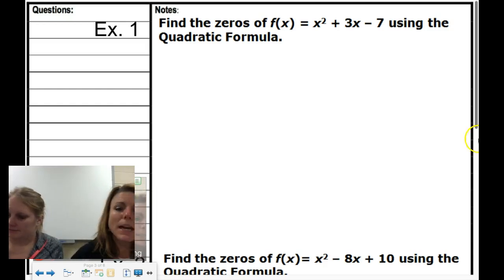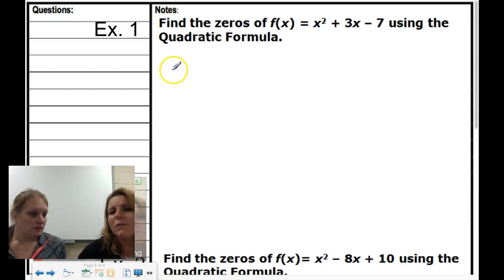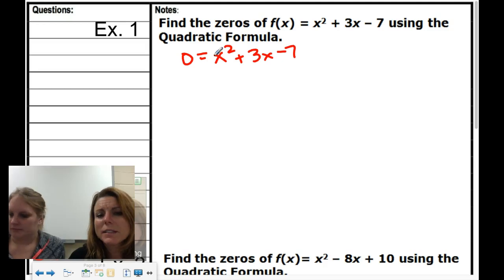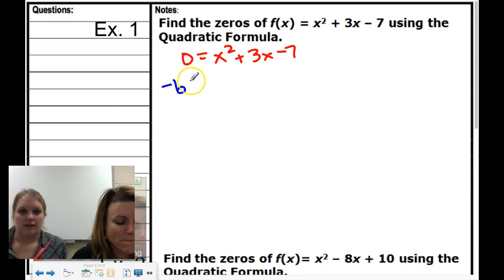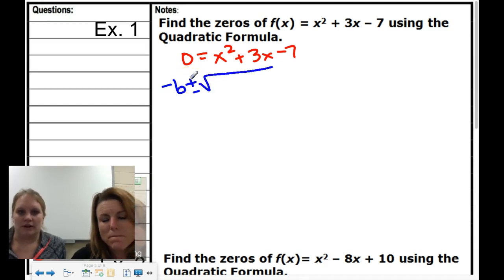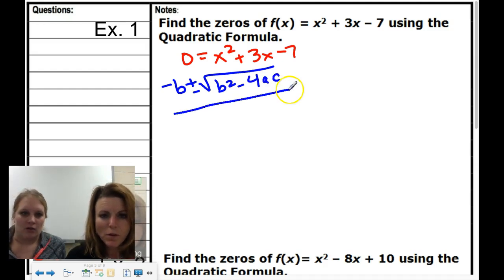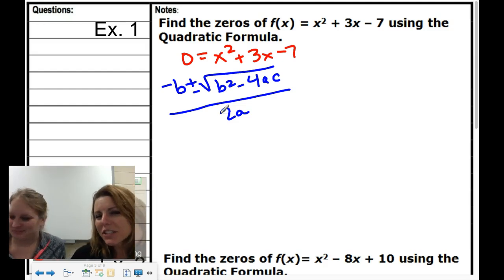Here we go. Example number 1. What do we always do first? Before we find a zero, we set something equal to zero. The function: 0 equals x squared plus 3x minus 7. Now, should we write the formula? The opposite of b plus or minus the square root of b squared minus 4ac all over 2a. So over to the side, let's write what a, b, and c are.